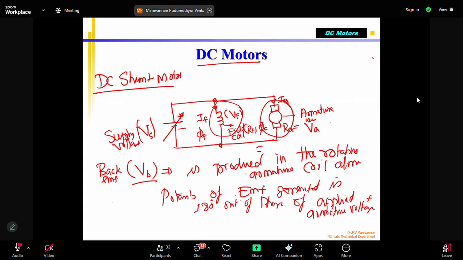Polarity of the EMF generated is 180 degrees out of phase with the applied voltage. Applied voltage, we say VA, the armature voltage, represents this one. This voltage is called VB. VA will be the applied voltage or armature voltage. We know that VB is the generator voltage, the back EMF. The polarity of this voltage will be opposite, that way it will oppose.